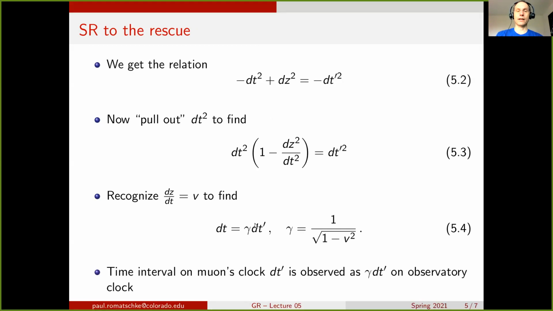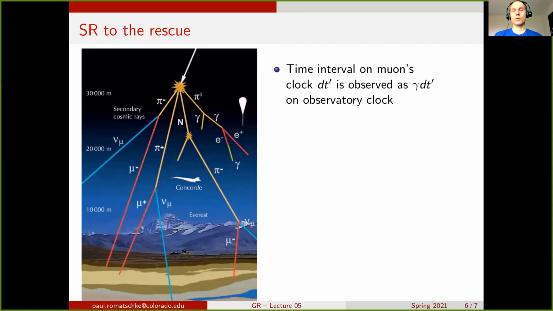What it means is that if we have a time interval on the muon's clock, let's say 1 microsecond, that 1 microsecond is observed as gamma times 1 microsecond on the observatory clock. Since gamma is bigger than 1, that means that the time in the observatory is longer than the original time in the muon frame. Restated, the time interval on the muon's clock is observed as a longer time interval on the observer's clock. For velocities that are very close to the speed of light, gamma becomes very large, so that difference becomes meaningful.